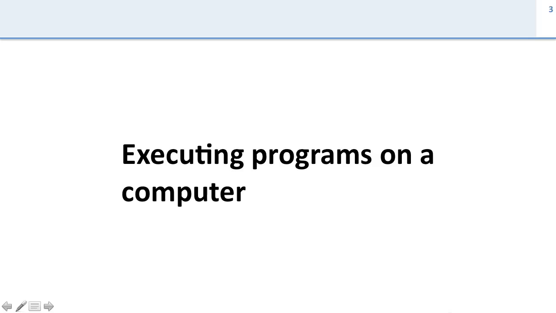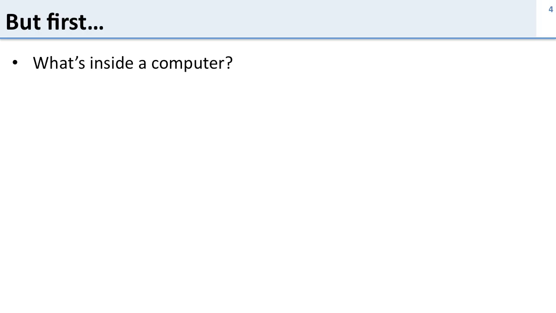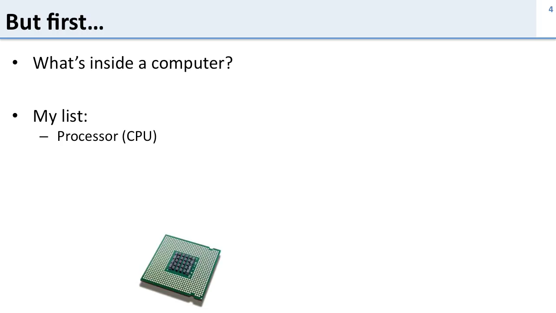So now let's take a look at an example of executing programs on a computer. Before we get into that, let's figure out what's inside a computer. Here's my list. You've got a processor or CPU, and here's the processor. You're looking at the bottom of it. All these little bumps here are the pins that connect the power to the processor and have the data come in and out.